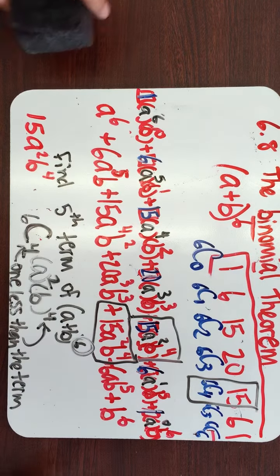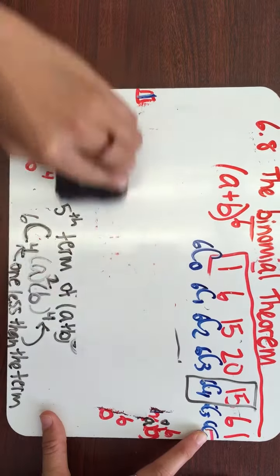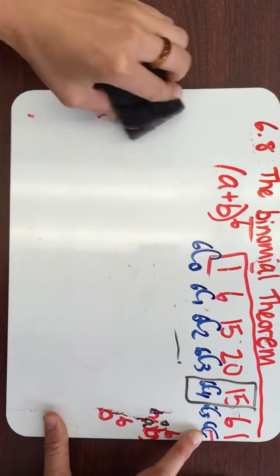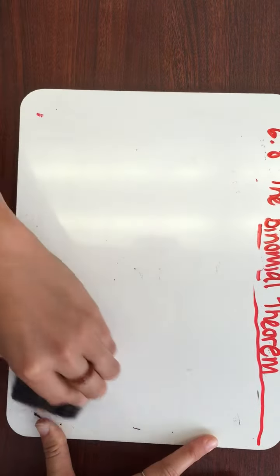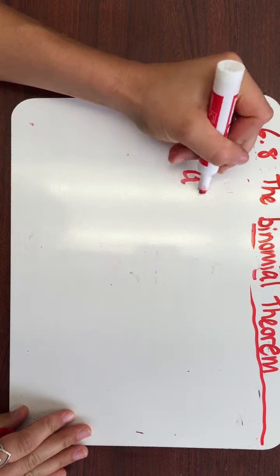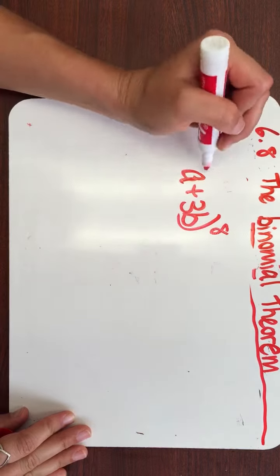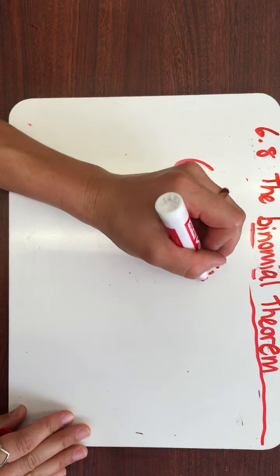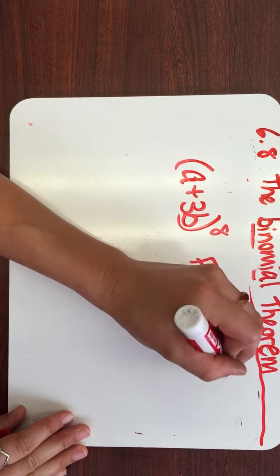So we can try another one where we have to find a specific term. Let's say we have a plus 3b to the 8th, and we want to find the 6th term.